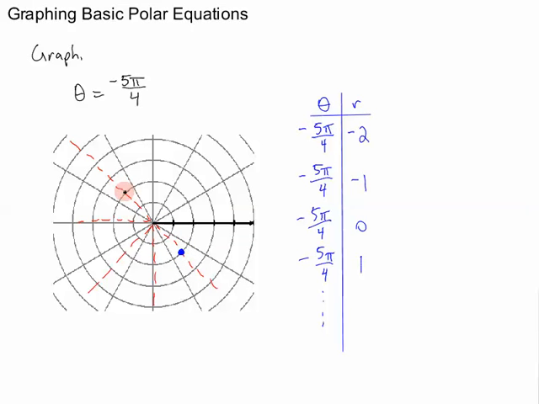Okay, -5 pi over 4 is back up here, then you've got -5 pi over 4, -1. So now you're on -5 pi over 4, but you go in the opposite direction 1, so you're here. -5 pi over 4, 0 is on the origin. -5 pi over 4, +1 is actually in the direction of -5 pi over 4. And so hopefully you can see now that what you end up getting is this straight line along the angle -5 pi over 4. Okay, so you get a straight line in that case.